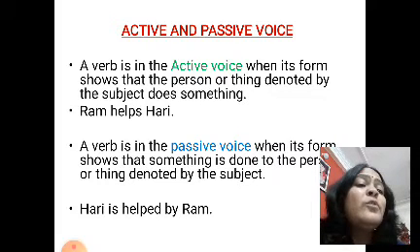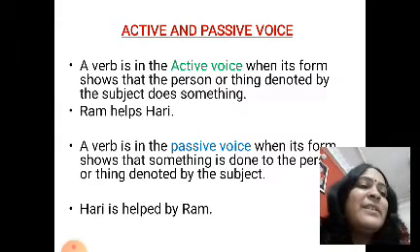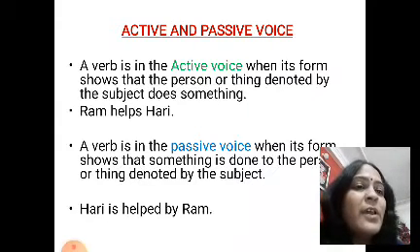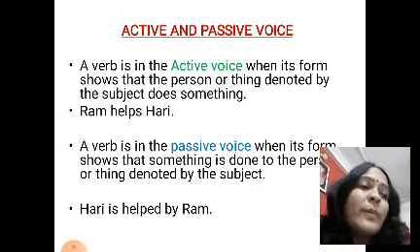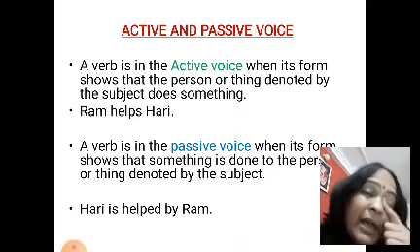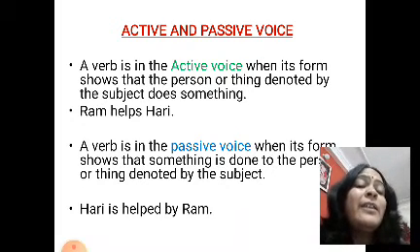A verb is in passive voice when it shows that something is done to the person or thing denoted by the subject. When something is done to the person or thing denoted by the subject, that is what? Passive voice. And when the subject does something, that is what? Active voice. So when we are converting Ram helps Hari into passive, then here what's there? Hari is helped by Ram.